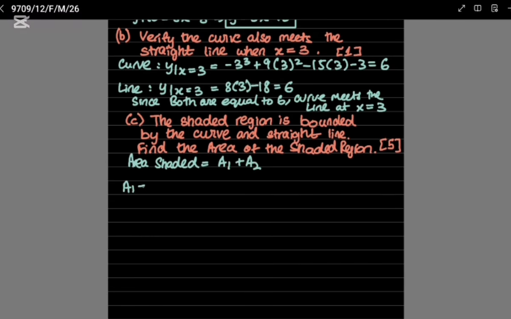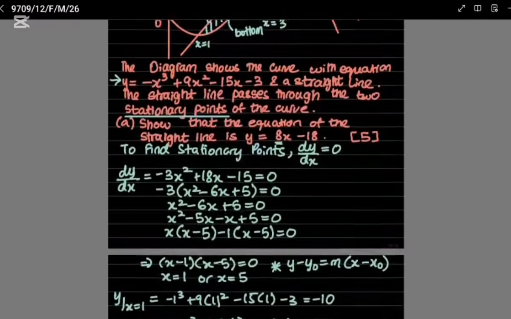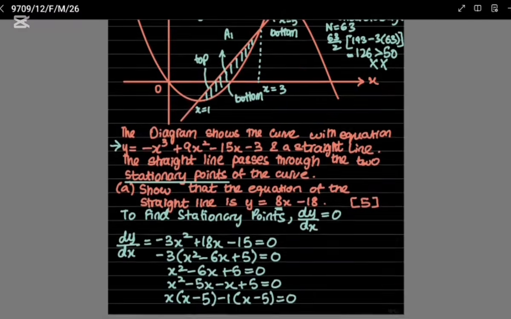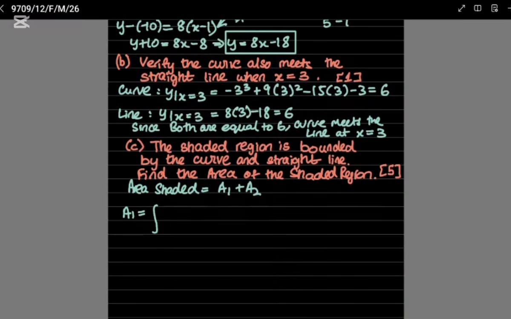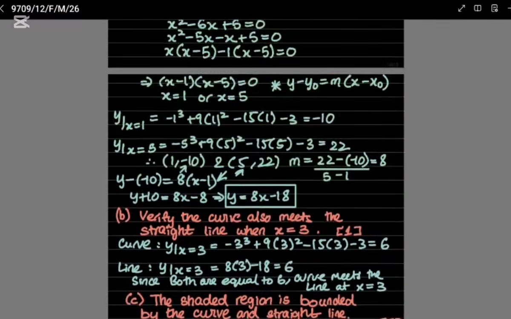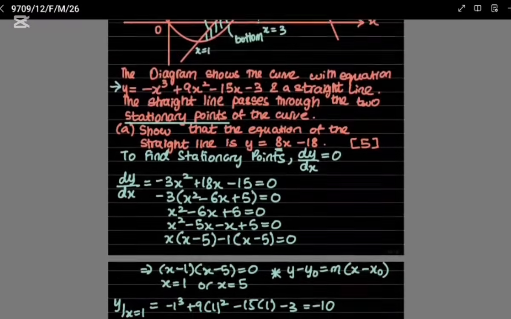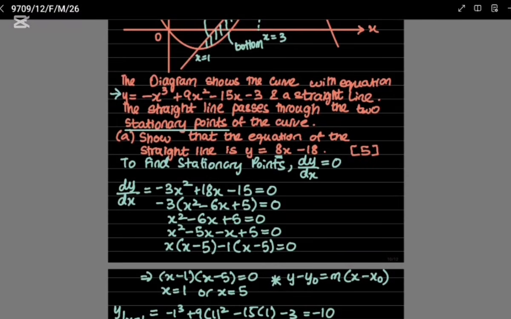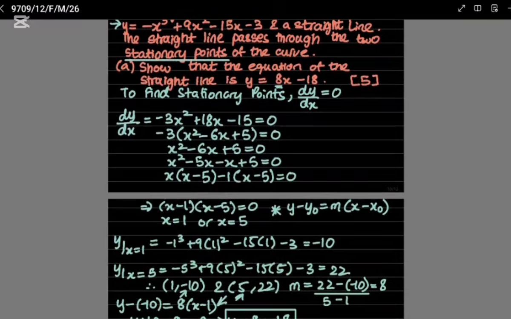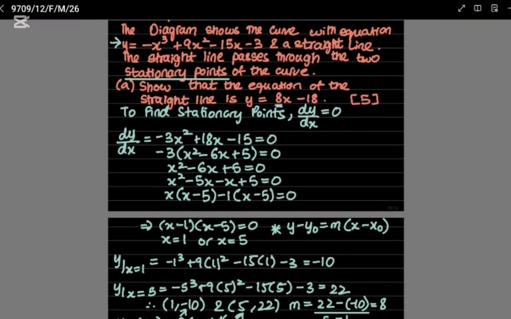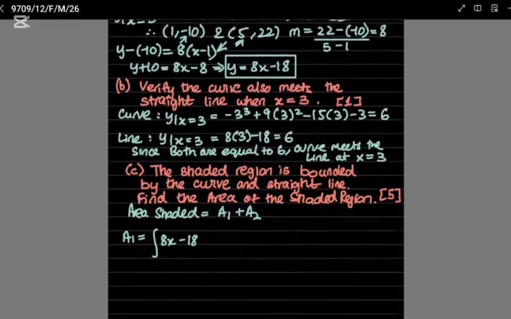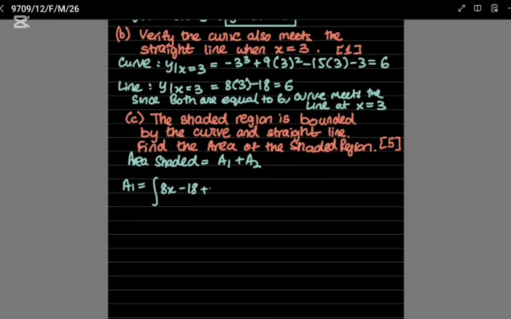Now what is area 1? Area 1 is equal to the integral of top minus bottom. Over here the top was the line, which is 8x minus 18, minus bottom, minus the equation of the curve. So basically you're multiplying it by minus 1, so just flip the signs of every term.